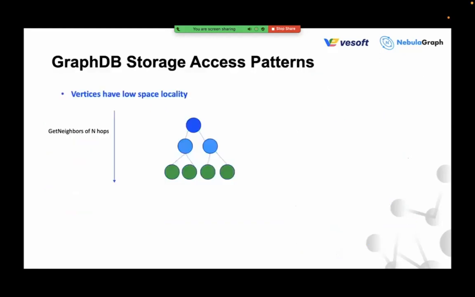Now let me briefly discuss the issues that we are going to solve with NebulaGraph cache. The issues that we are going to address come from our findings in the graph database storage access patterns. The first finding is that vertices in the graph database usually have low space locality. Let's take an example of this simple query, get neighbors of a vertex, which are n hops away.